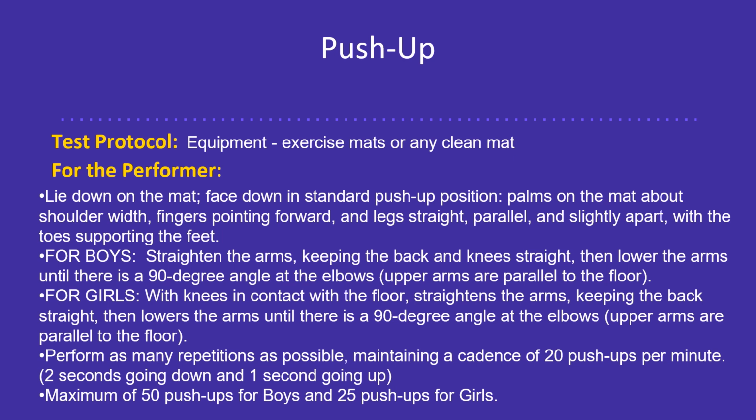For the girls, with knees in contact with the floor, straighten the arms, keeping the back straight, then lower the arms until there is a 90-degree angle at the elbow. Upper arms are parallel to the floor. Perform as many repetitions as possible, maintaining a cadence of 20 push-ups per minute, 2 seconds going down and 1 second going up. Maximum of 50 push-ups for boys and 25 push-ups for girls.